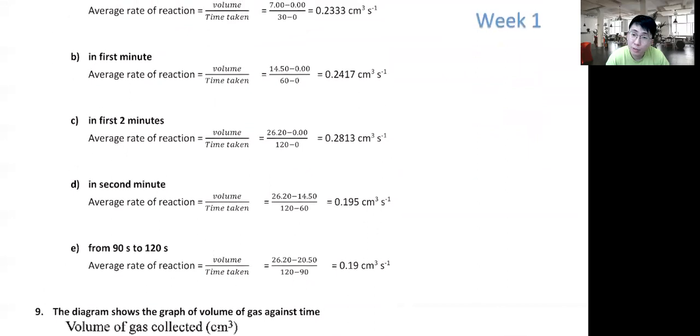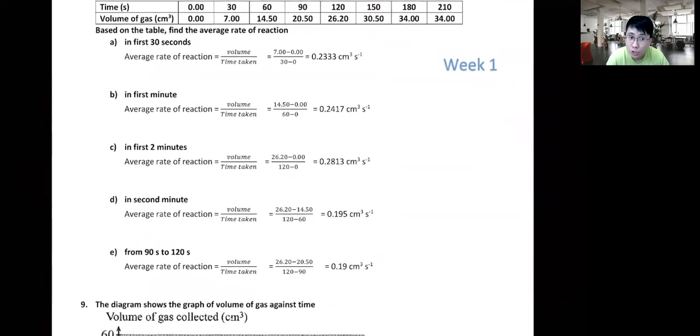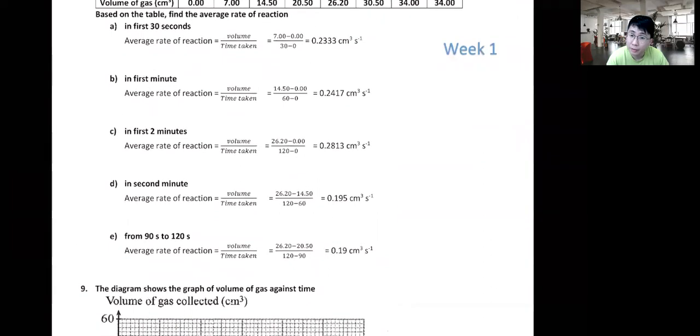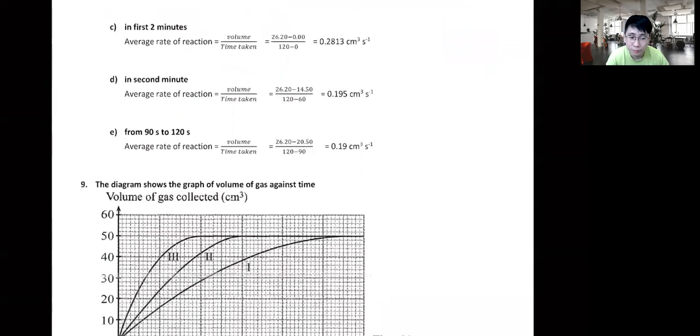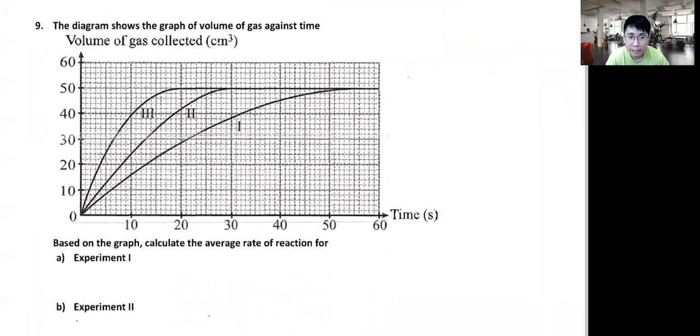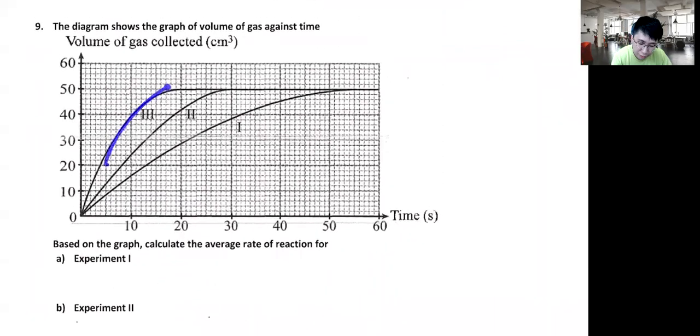So I would say average rate of reaction is always within a range. Okay, always in a range. Even though if they say like first 30 seconds, first minute, first 2 minutes, your initial point is 0. Okay, so now I have 3 experiments here with different steepness, but they all reach at the same height. So what we know is calculate the average rate of reaction for experiment 1.